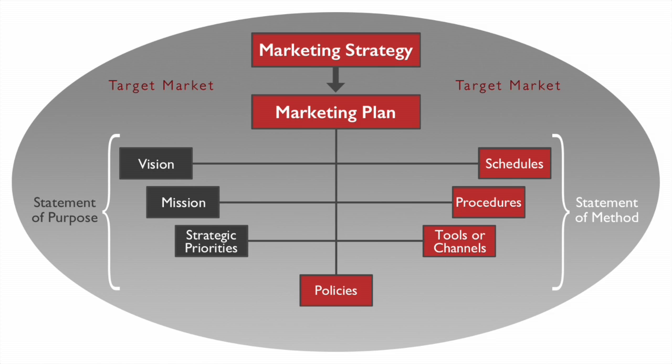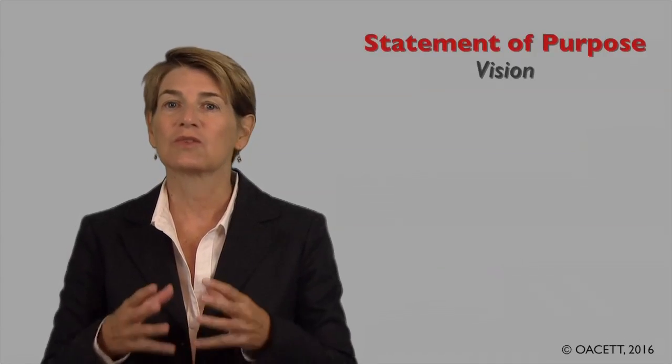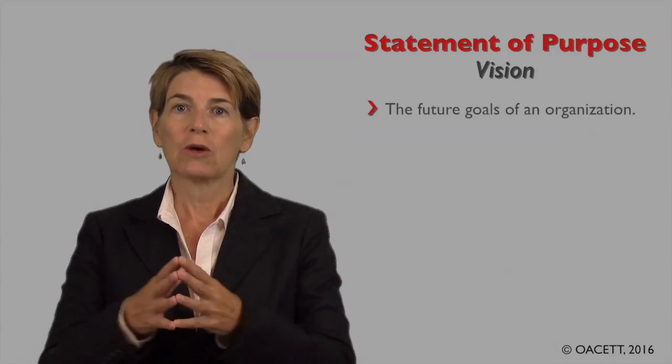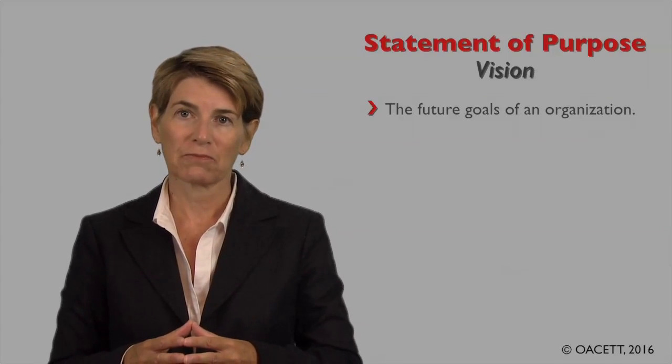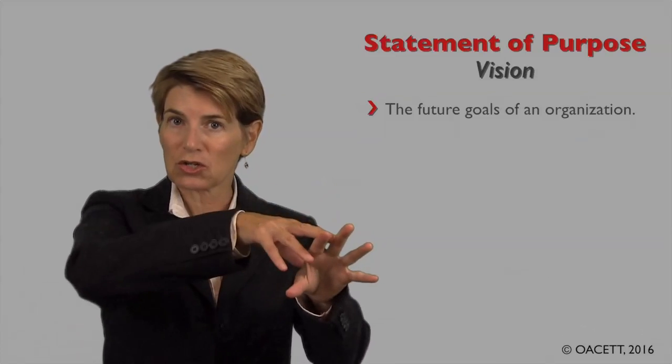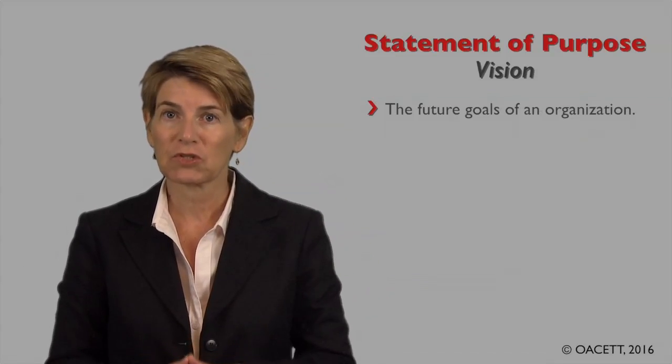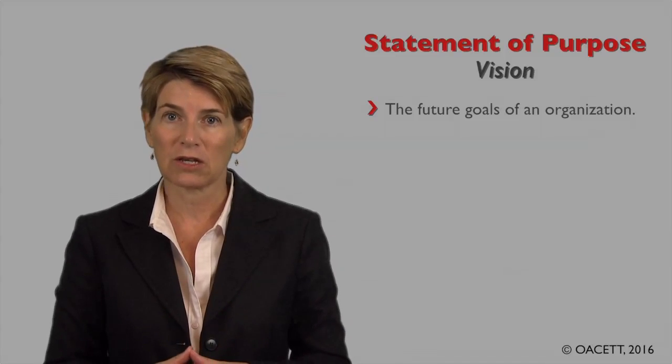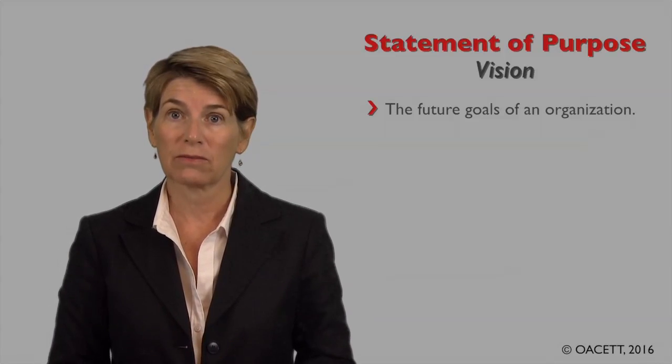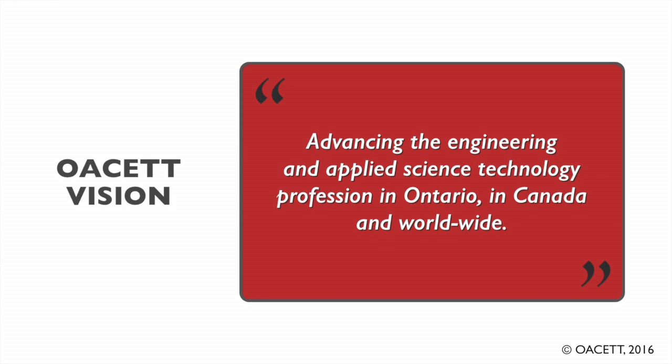So thankfully for you, all of this work has been done for you, and this is where we turn to the strategic plan. So this piece of the marketing plan is captured in the OACETT strategic plan. So let's take a look at these pieces. The vision of an organization is what it wants to be in the future. So what's this future that's guiding the organization? So the vision is kind of out there, and then the organization is trying to get there through its present day actions. So the vision is, what do you want to be as an organization? And here's what OACETT's vision is. Advancing the engineering and applied science technology profession in Ontario, in Canada, and worldwide.